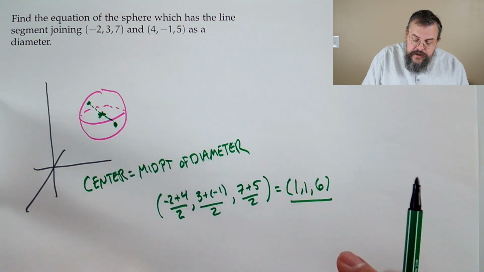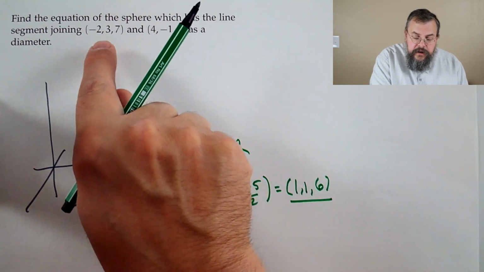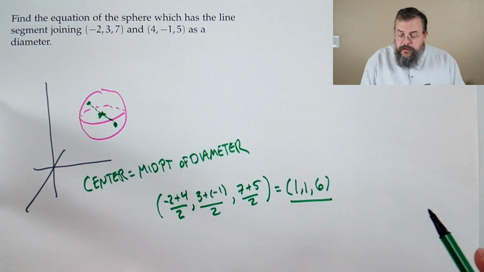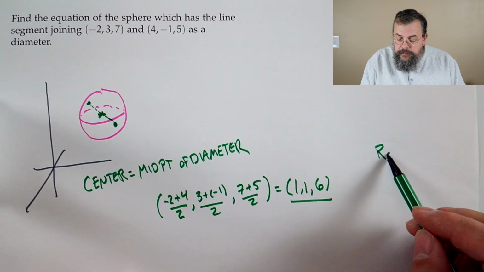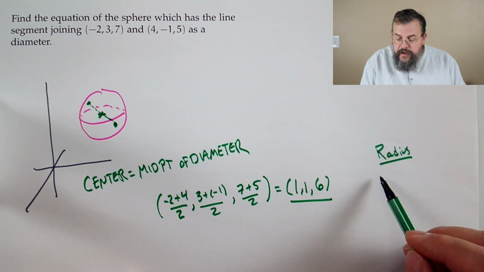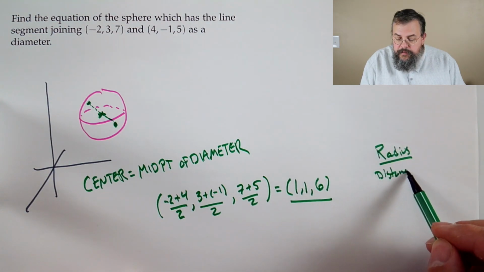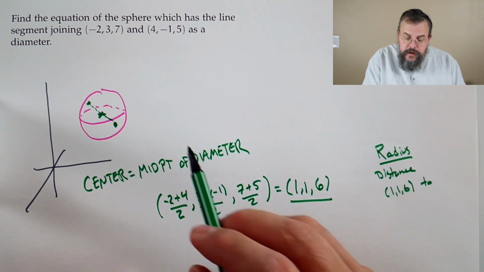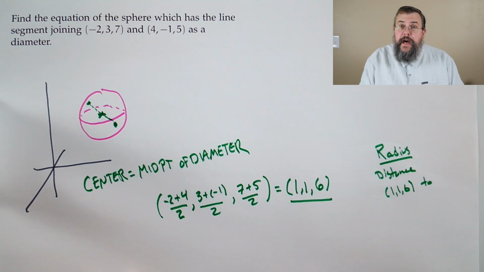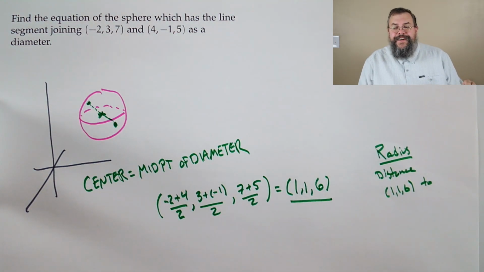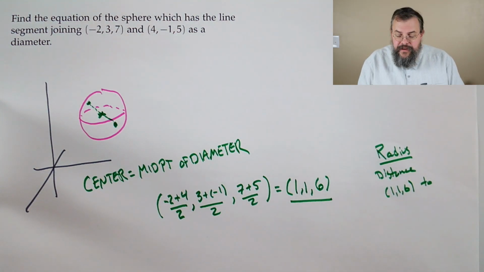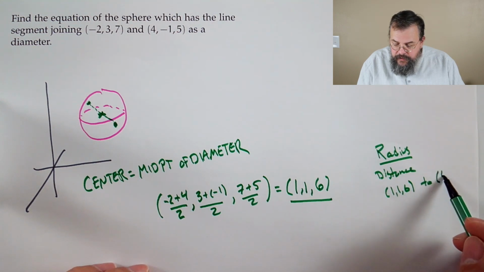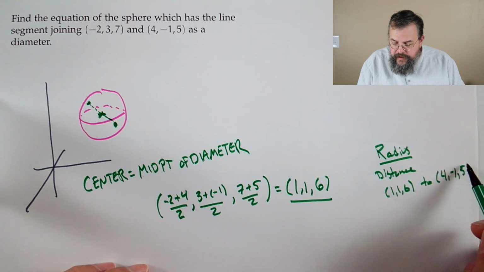So our center is at (1, 1, 6). Here are some points on the sphere. So what we can do is say that our radius, well, it's the distance between (1, 1, 6), our center, out to one of these 2 points. Does it matter? It doesn't matter. It's going to be the same distance. So we'll just pick one. Let's say we go with (4, -1, 5).